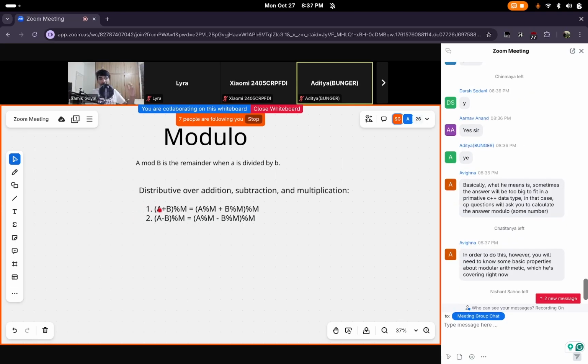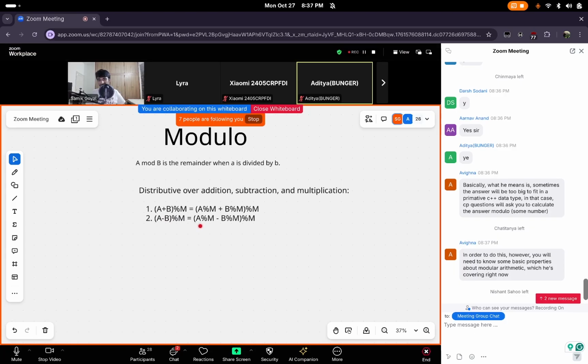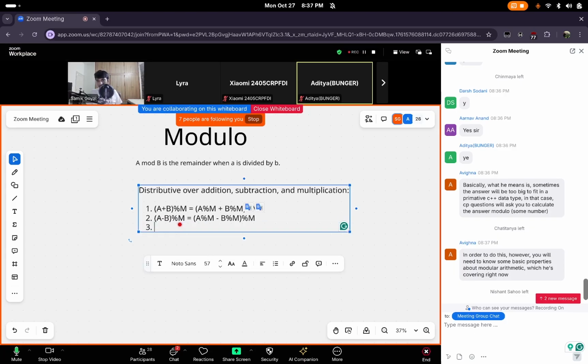You're going to see A minus B mod M minus C mod M, and then maybe some sums in the middle, some subtraction, and stuff like that. The third operation is, of course, multiplication.